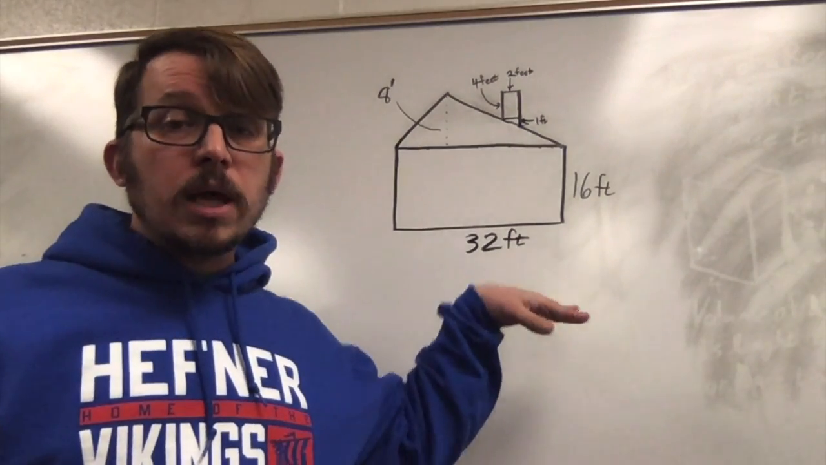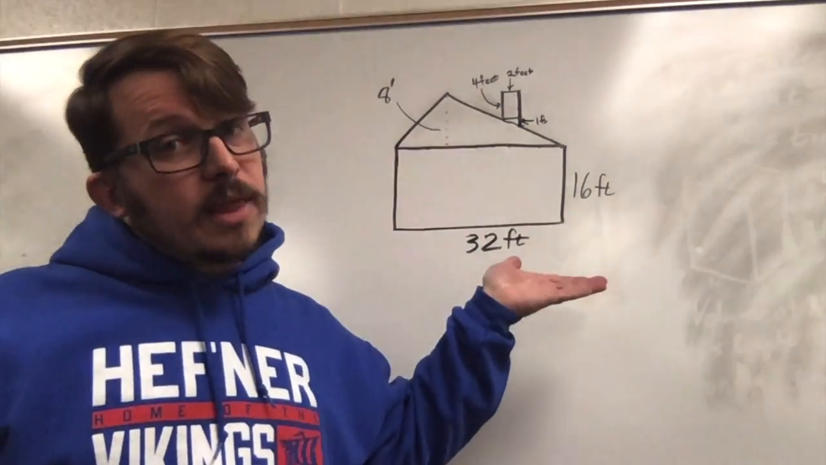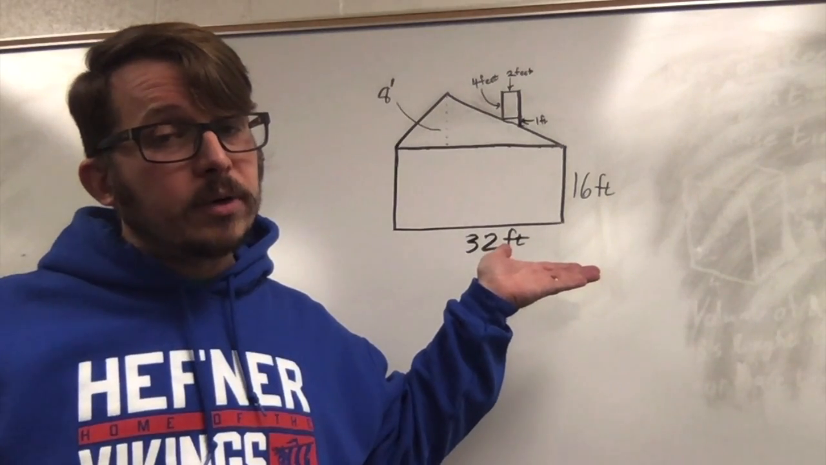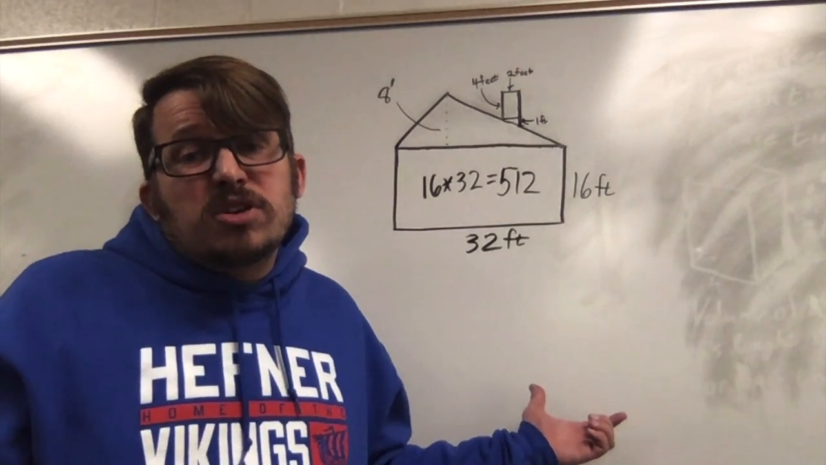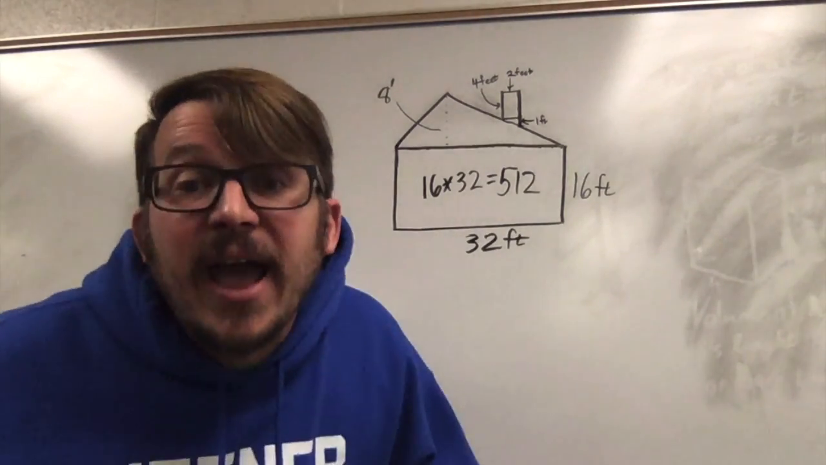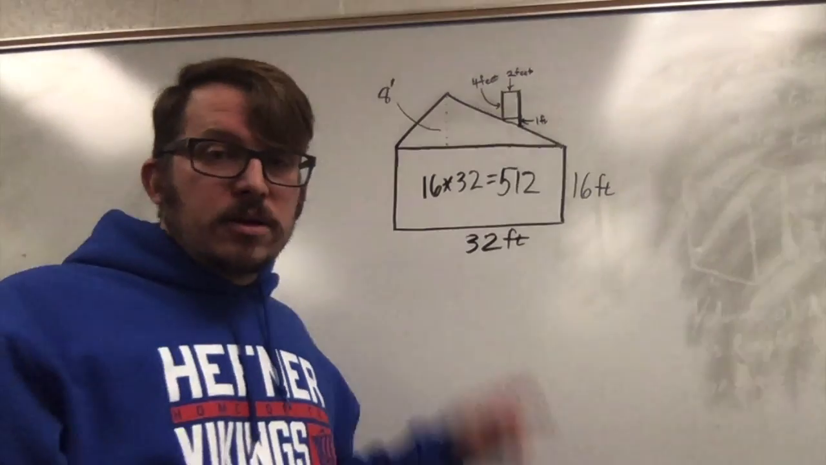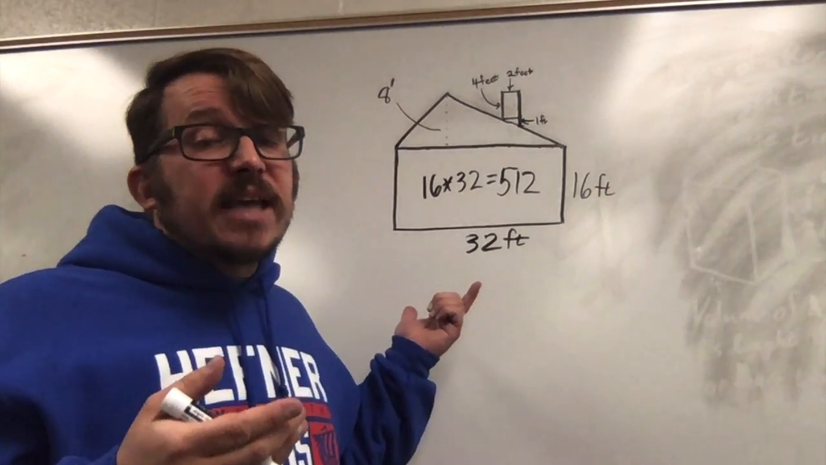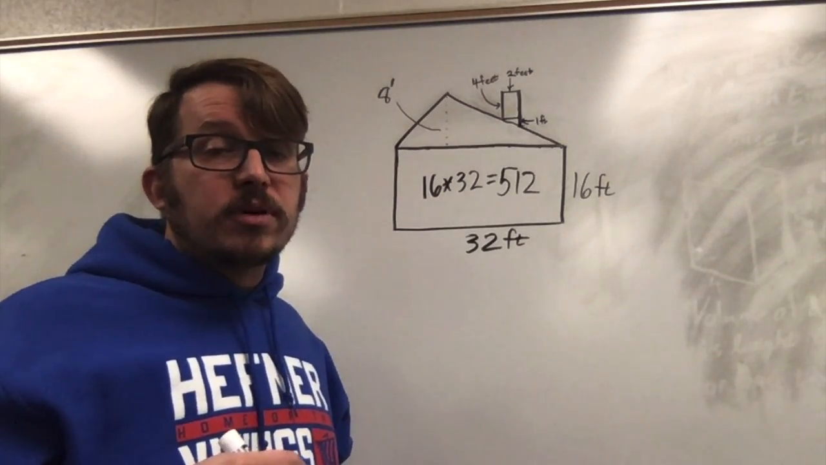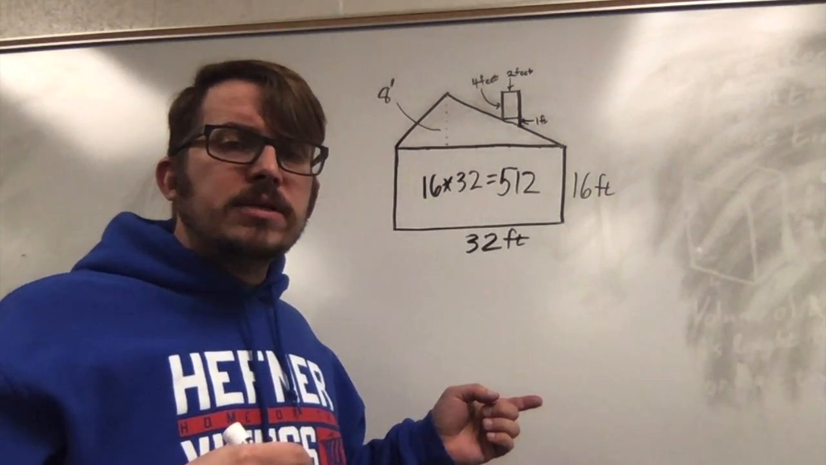32 across the bottom, 16 up the side. That makes it easy on us for multiplying 16 times 32 to find the area of the rectangle. 16 times 32 is 512. I didn't do that in my head. Calculators are nice. So, since calculators are nice, we have 16 times 32 is 512. What about the rest of this stuff?